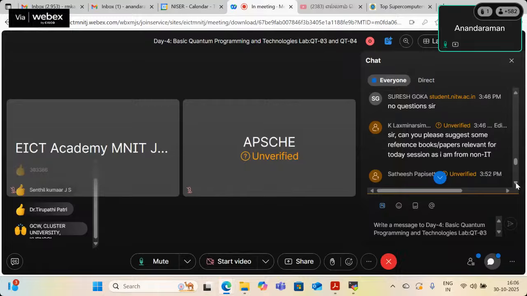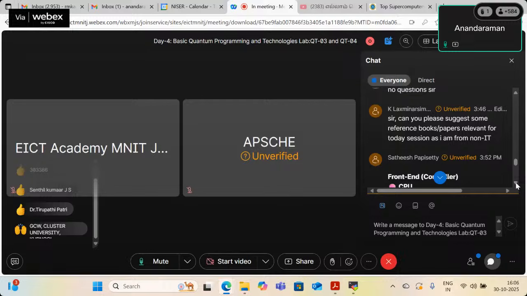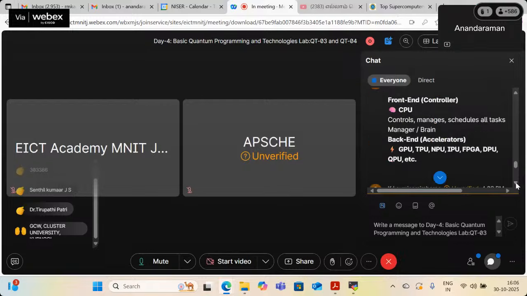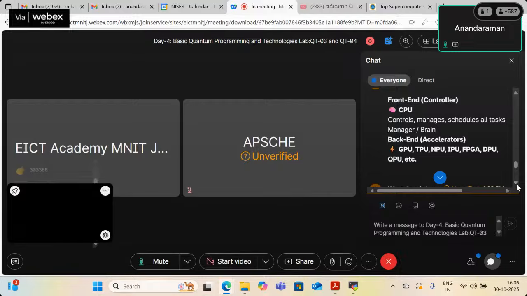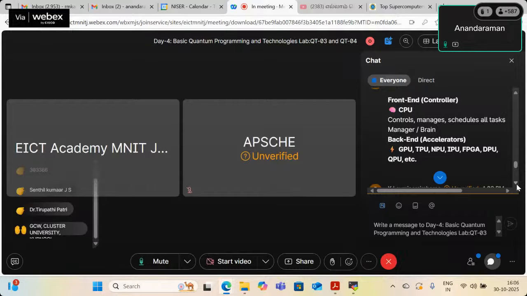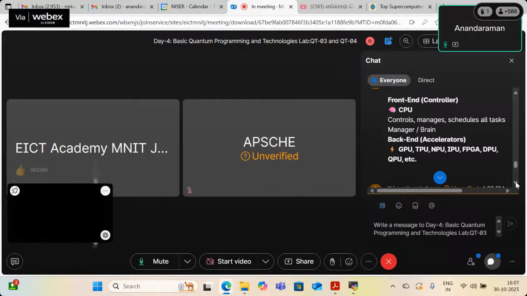HPC actually, yeah, there are a lot of introductory videos. Control, manage, schedule, all task management, backend accelerators, GPU. Yeah, right. So GPU, TPU, NPU, neural processing unit, tensor processing unit, IPU. Generally you can call it XPU. X can be substituted with almost many alphabets now. So it's XPU. Sir, DPU.